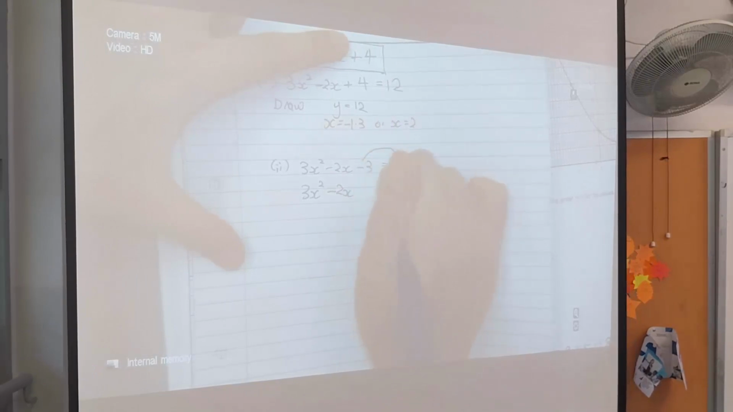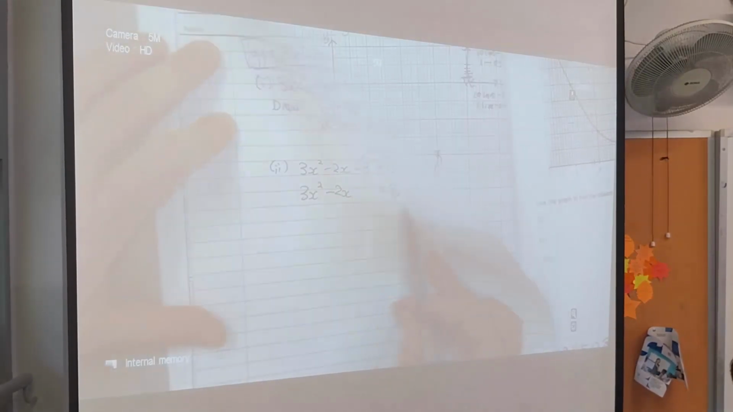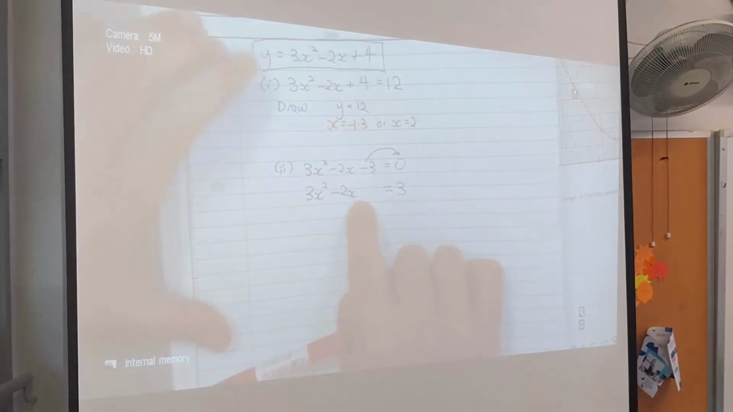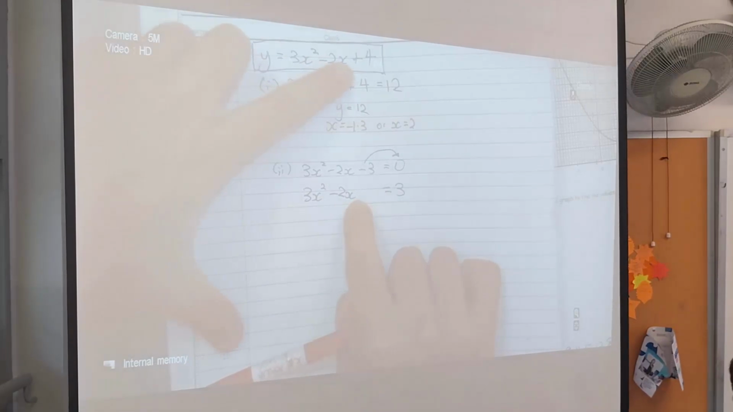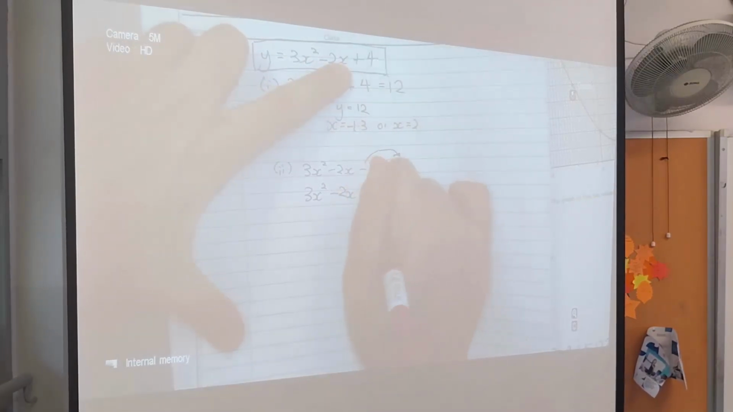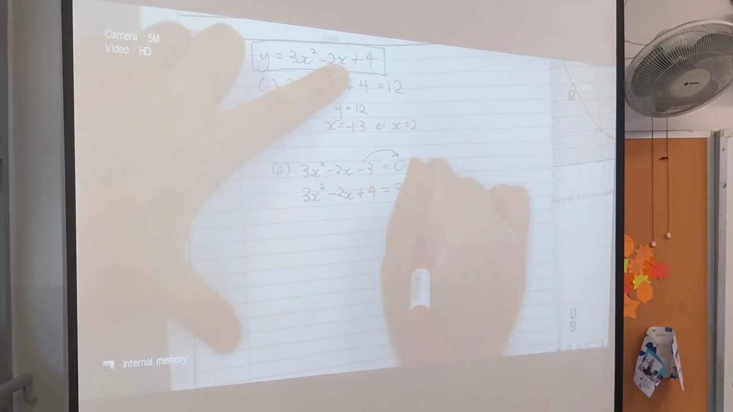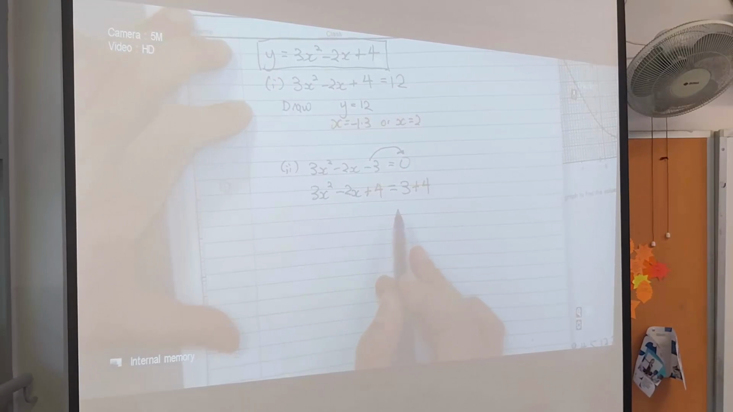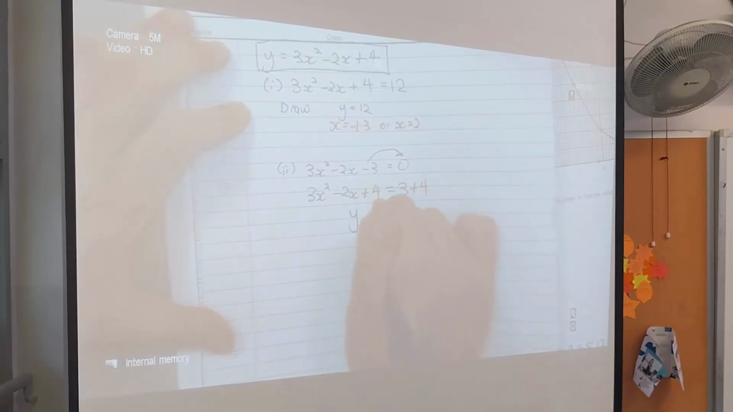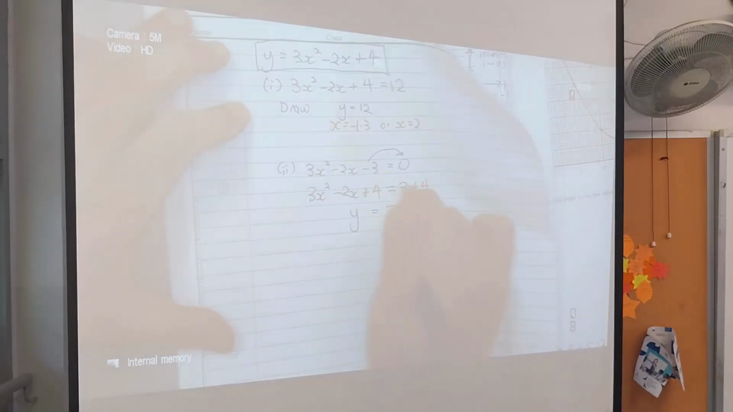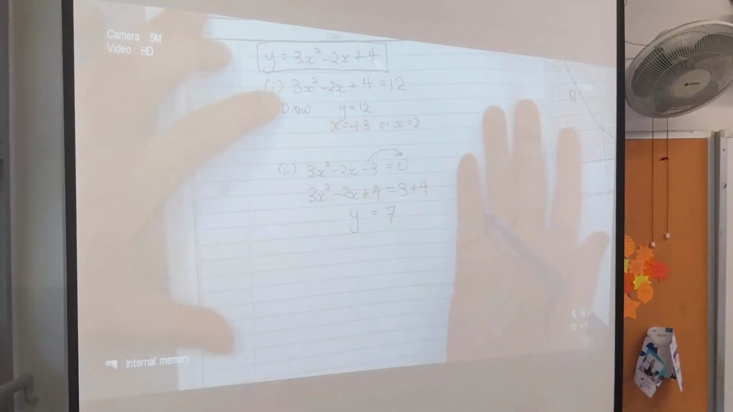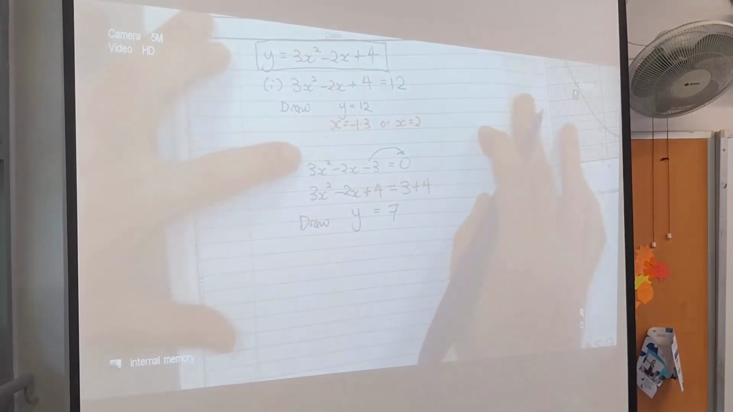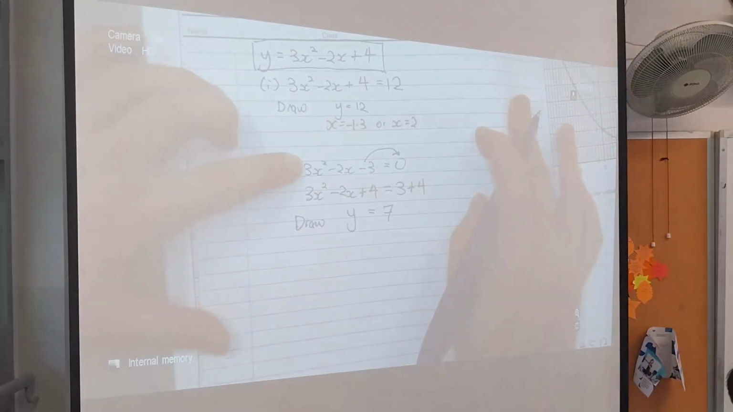The negative 3 I bring over becomes positive 3. Now, in order to make it exactly the same as the box, I need to add a 4 on the left. And whatever I do on the left, I need to do on the right to balance. So again, you know that this is called y, equals to 7. What must we do? We must draw y equals to 7 in order to solve this equation.